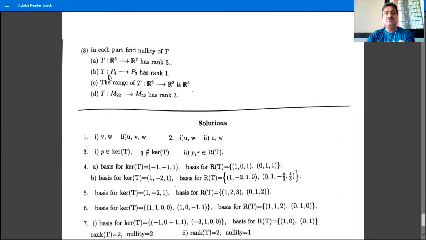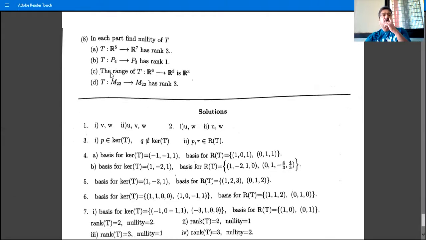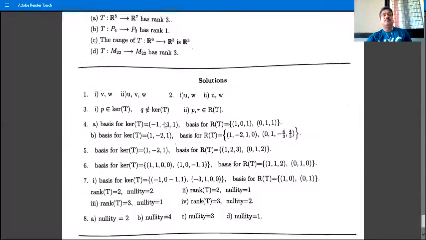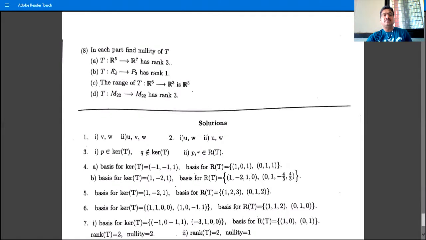Similarly, this is P4. What is the dimension of P4? The dimension of P4 is 5. And so rank of T plus nullity of T is equal to 5. And therefore nullity of T is what? 5 minus rank of T, that is 5 minus 1, that is answer is 4. Answer of B is 4. Because dimension of P4 is 5.